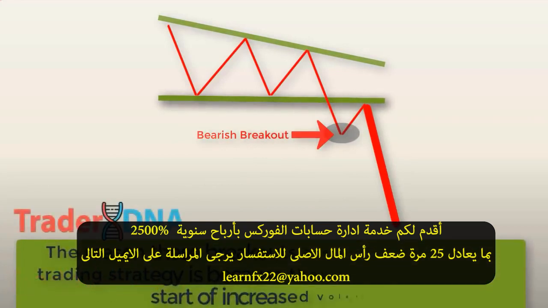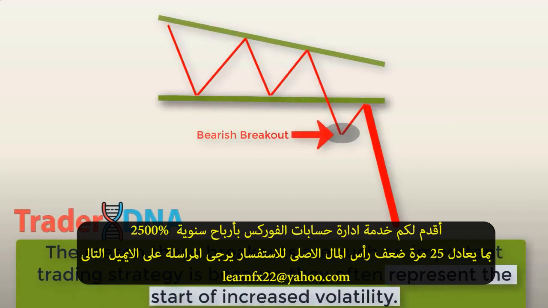The reason these breakouts are such an important trading strategy is because they often represent the start of increased volatility. By waiting for a break of a key level, we can use this volatility in our favor by joining the new trend as it begins.